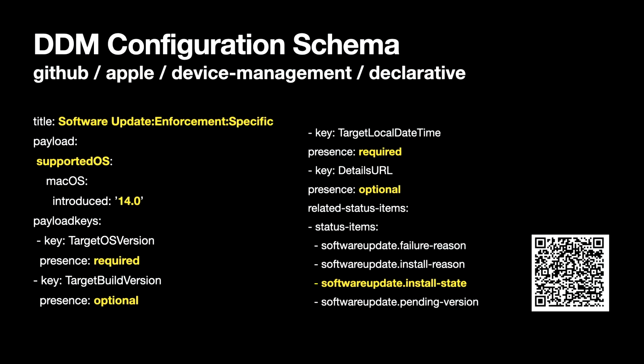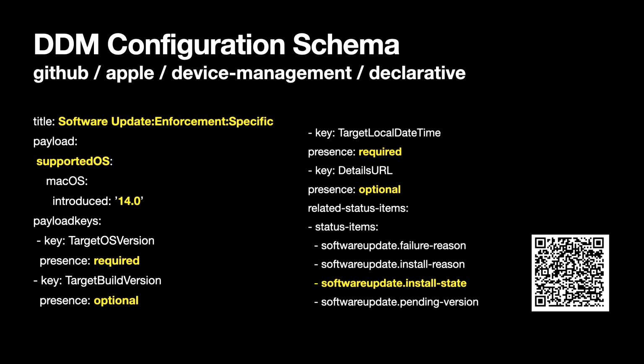The schema is pretty straightforward. Like I said, it's a YAML file. And it's kind of similar to the developer docs page on the Apple developer site as well. But it's in a structured format that, again, you can import and analyze. In this example, it's the software update enforcement declaration, and it tells you the minimum OS that it was introduced in as well, so you can automate that.